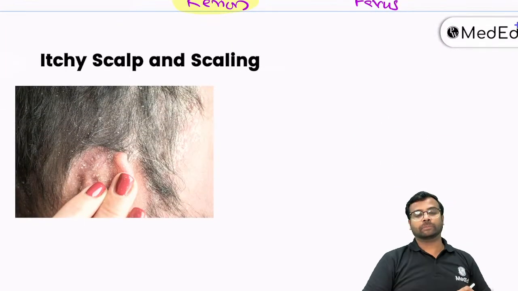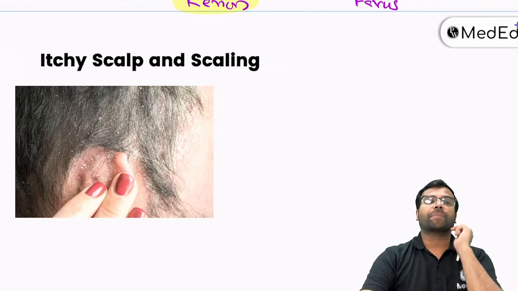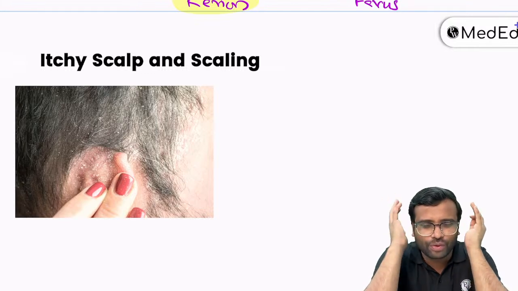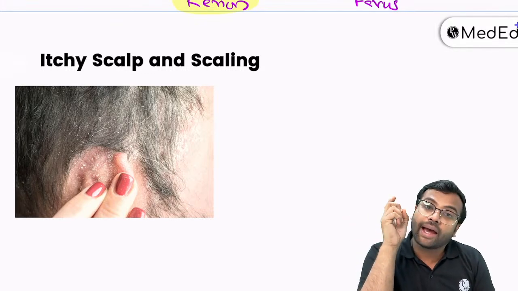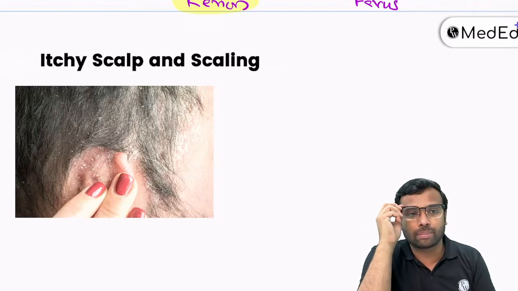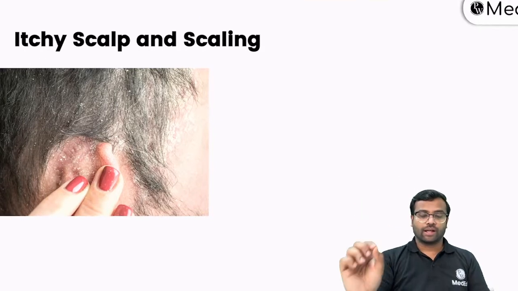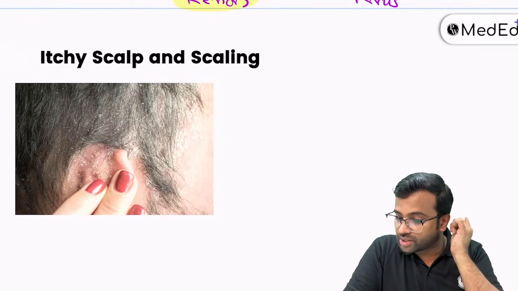So moving further, now let us see what is happening here. Now there is a patient who is coming to you who is complaining that I'm having a lot of itching of my scalp. So the complaint is itching of the scalp. Along with this itching of the scalp, the patient is also complaining of scaling as well. So what is a differential diagnosis that comes to your mind?